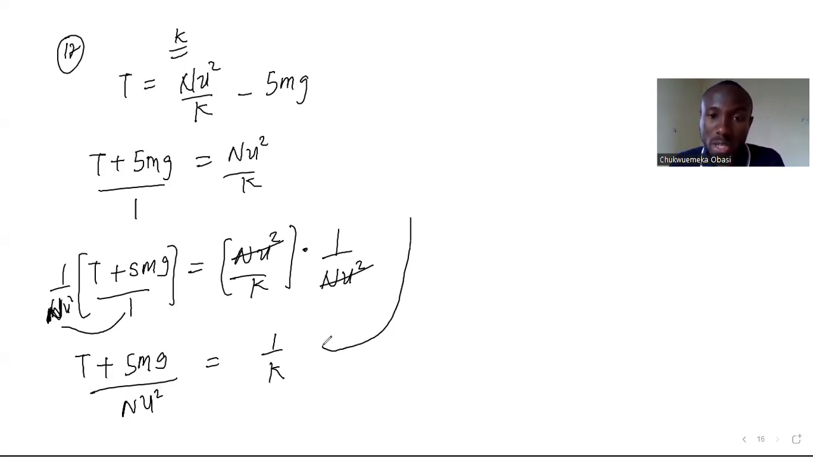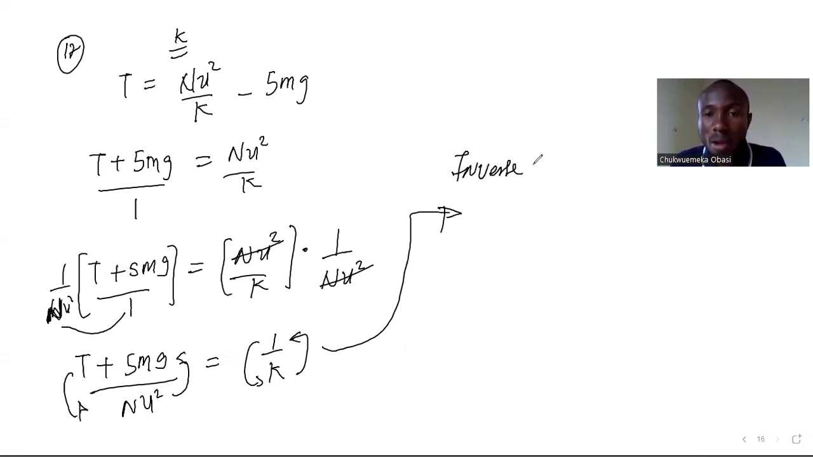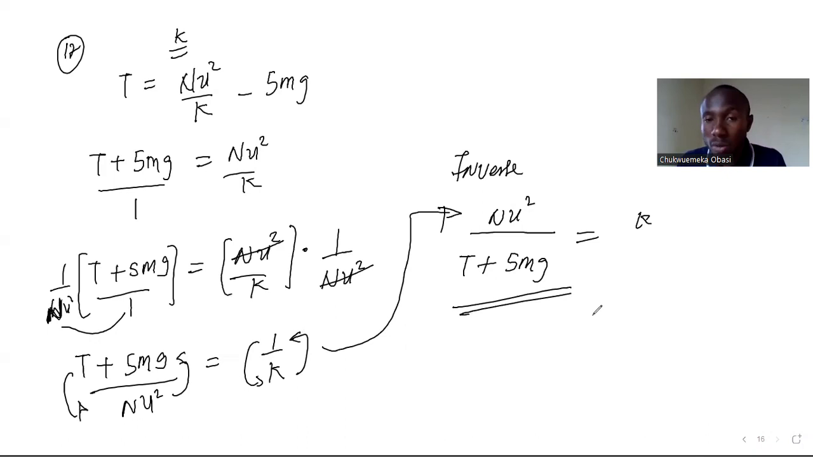So the next thing you do, you take the inverse of both sides. Inverse of both sides is this guy comes up, this one comes down, this one goes up, this one comes down. That's the inverse of both sides. So here we now have nu squared over t plus 5mg is equal to k over 1, which is the same as k. So k is the subject of the formula right here. So let us go to the next example. Example 18.